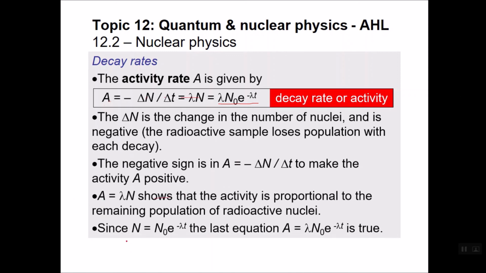And this is saying that when you substitute that activity equals decay constant times the population, you can substitute that in here to derive this equation right here from this one. You can derive this equation from this one using that.